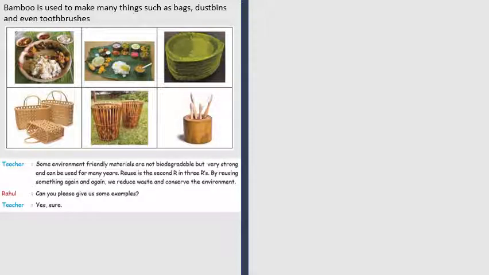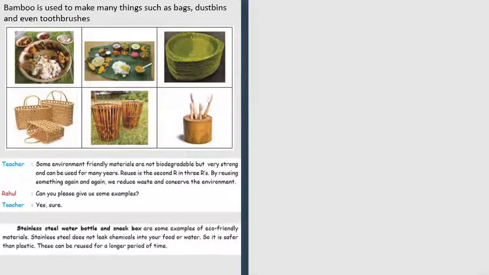Reuse is the second R in 3 R's. By reusing something again and again, we reduce waste and conserve the environment. Can you please give us some examples? Yes, sure. Stainless steel water bottle and snack box are some examples of eco-friendly materials. Stainless steel does not leak chemicals into your food or water, so it is safer than plastic. These can be reused for a longer period of time.